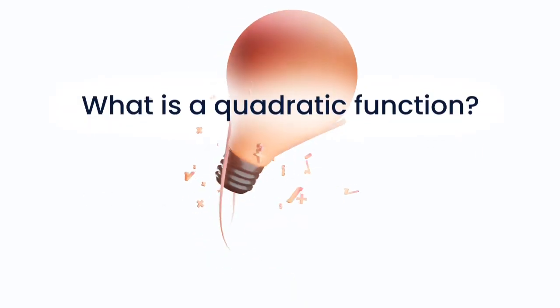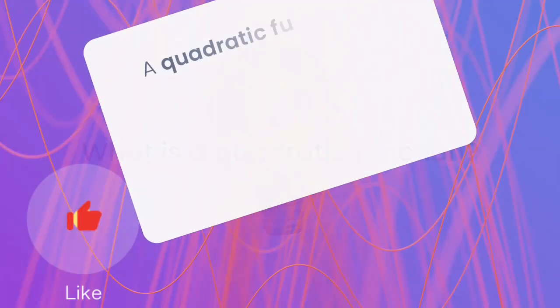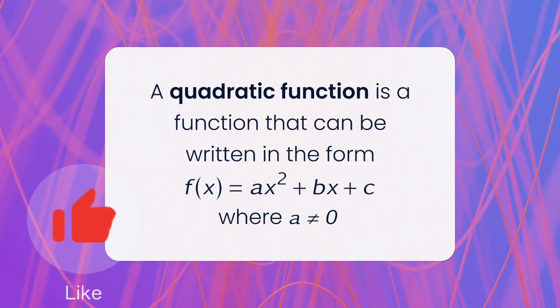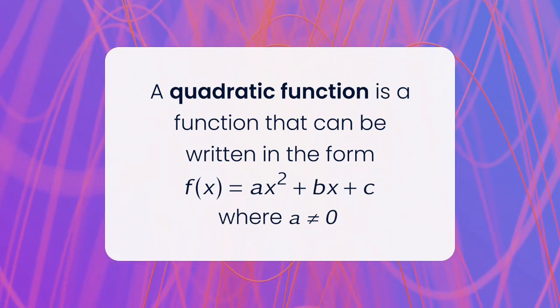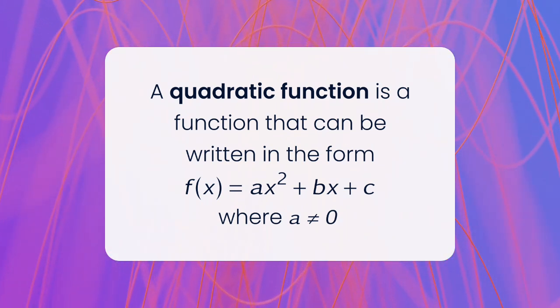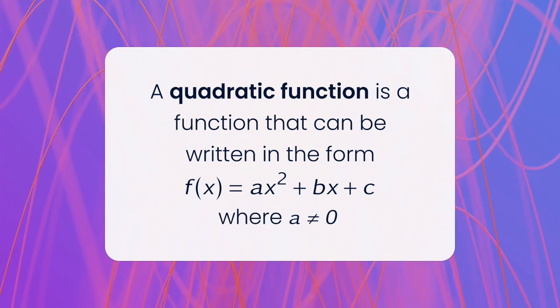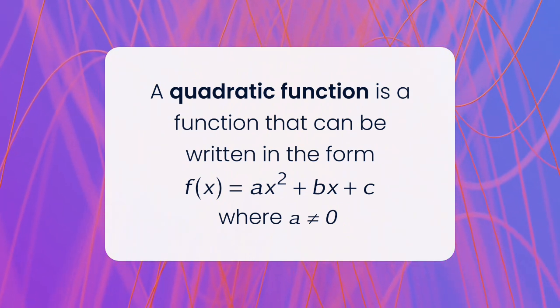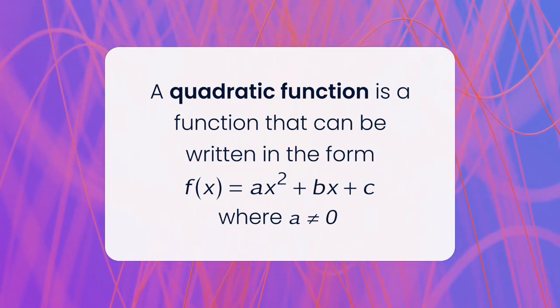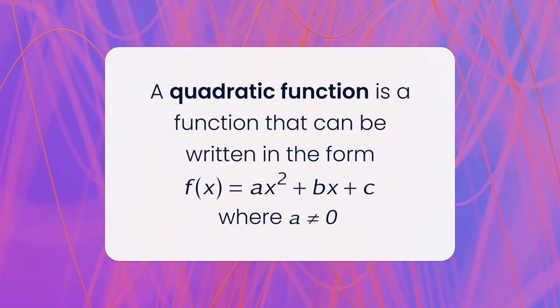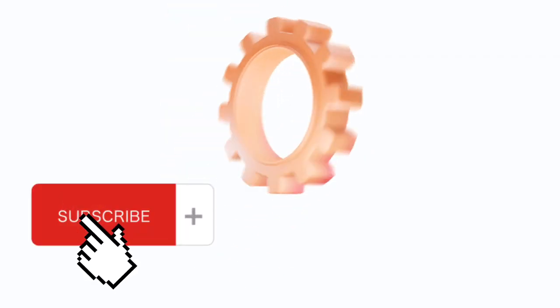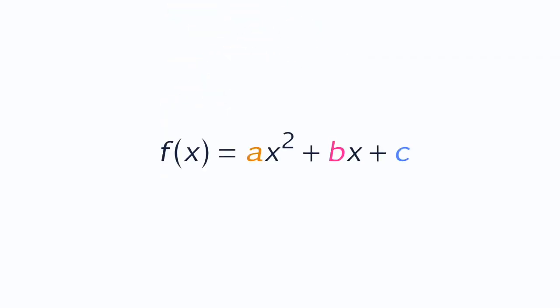What is a quadratic function? A quadratic function is a function that can be written in the form f of x equals ax squared plus bx plus c, where a is not equal to 0. Let's take a closer look at the function.